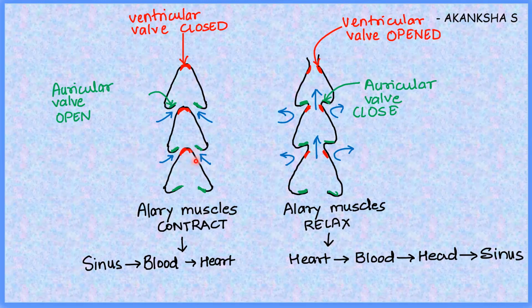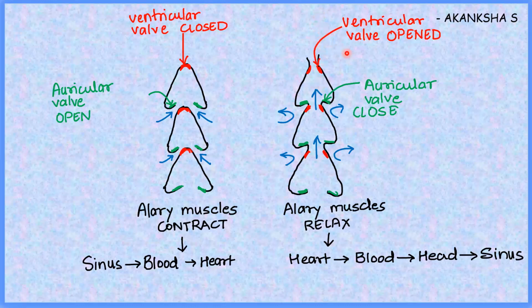After blood has filled in the heart chambers, what is going to happen? Auricular or the ostia are going to close down. So when they are closed, ventricles open up. When these ventricles open up, the blood that was present in the chamber starts flowing upwards towards the head. So initially, blood is flowing into the chambers and chambers are getting filled with the blood. Then the ventricular valve opens up and the blood starts flowing in one direction to the head.